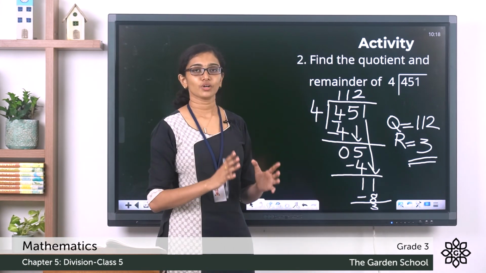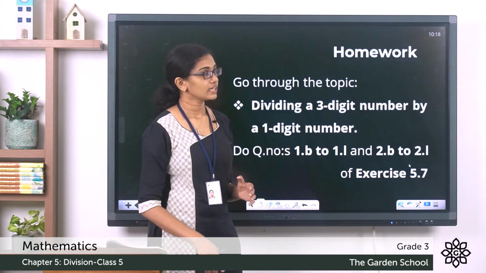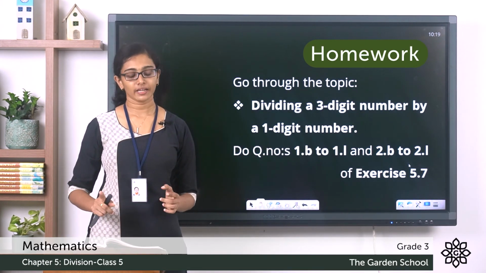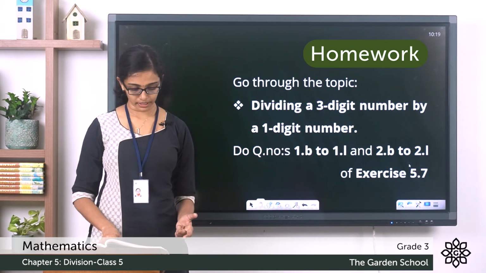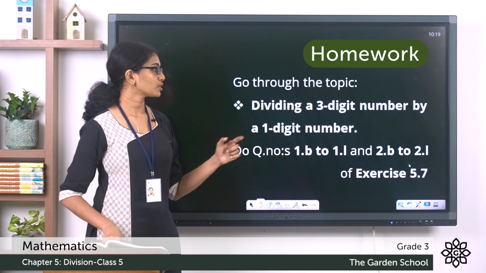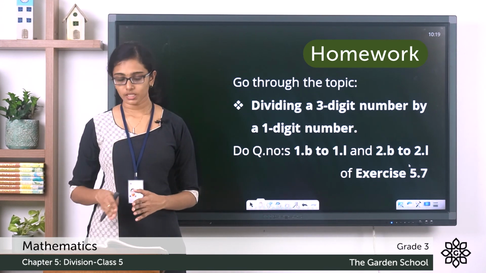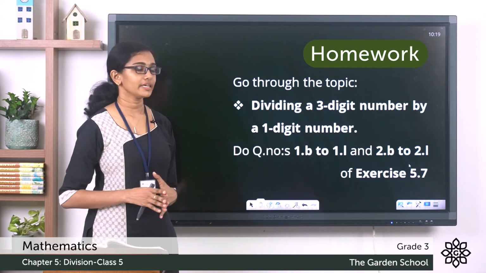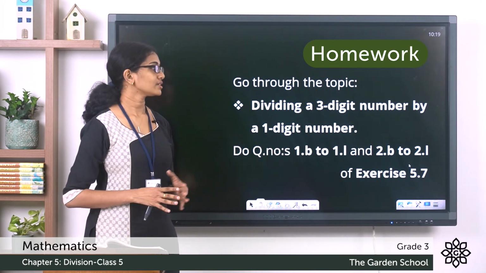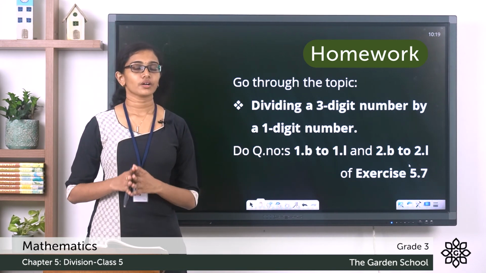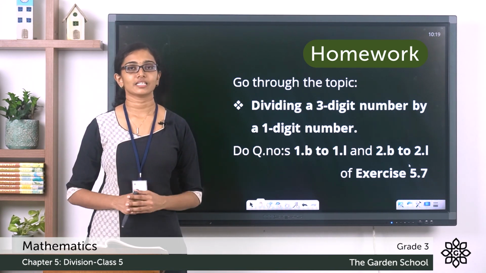So I hope you got both the answers correct. Now you have to go through the topic dividing 3-digit number by a 1-digit number in page number 74 and 75 of your textbook. And then move on to exercise 5.7, which is in page number 75. You have to complete the questions 1B to 1L and 2B to 2L. You can complete the questions in your notebook, take a picture and send us through Teams.